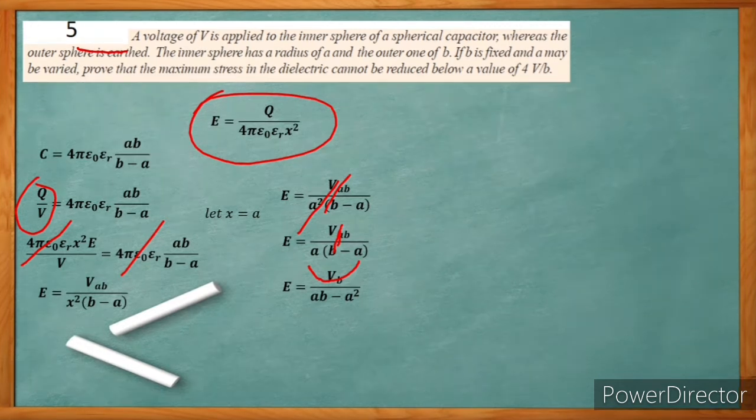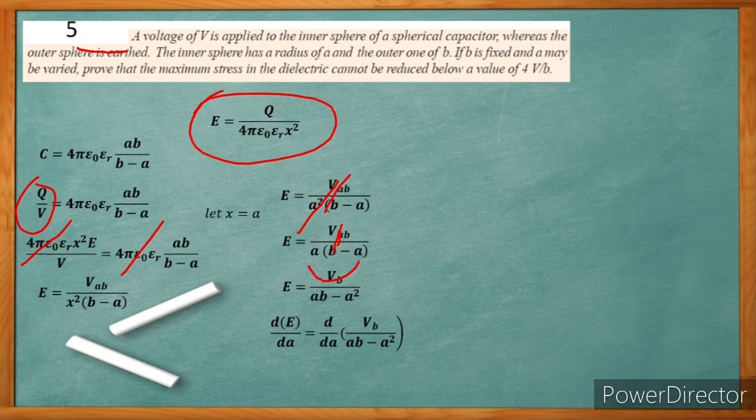To get the electric intensity, we have to differentiate this equation in terms of A, so that will become the derivative of E over dA is equal to d over dA quantity VB over AB minus A squared, and then simplify that one using UdV minus VdU. So the equation will become 0 is equal to quantity AB minus A squared times 0 minus VB quantity B minus 2A, over quantity AB minus A squared squared.